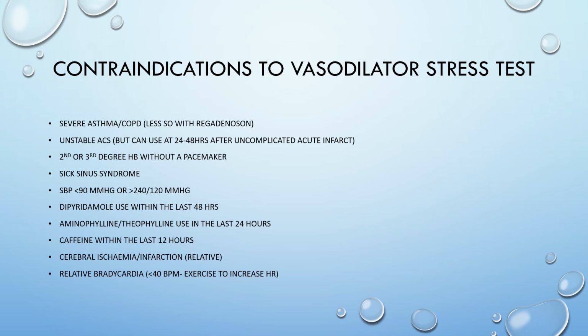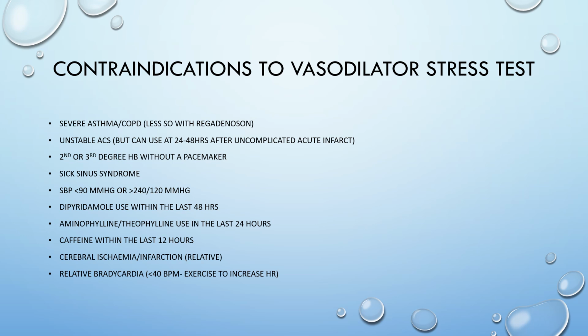But what are the contraindications to vasodilator use? Severe asthma or COPD, though it's less so with regadenoson, so that's okay. Unstable ACS, but can be used 24 to 48 hours after uncomplicated acute infarct. Second or third degree heart block without a pacemaker. Sick sinus syndrome, extremes of blood pressure. If dipyridamole was used within the last 48 hours, you should look for something else, because then you don't trust the vasodilatory effect, or it's going to be too overdone.